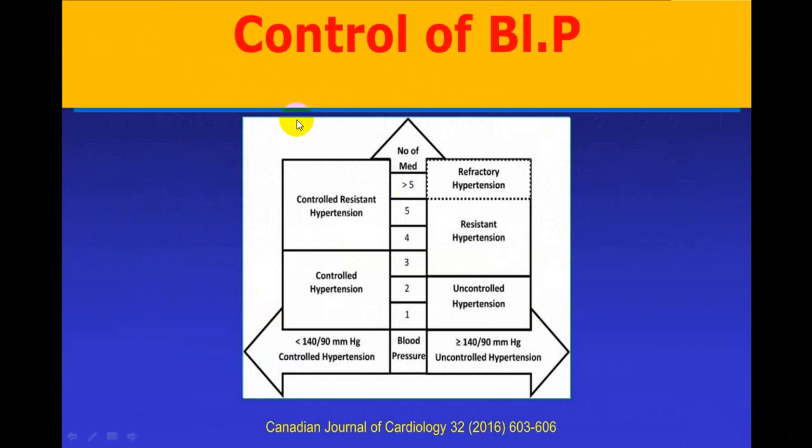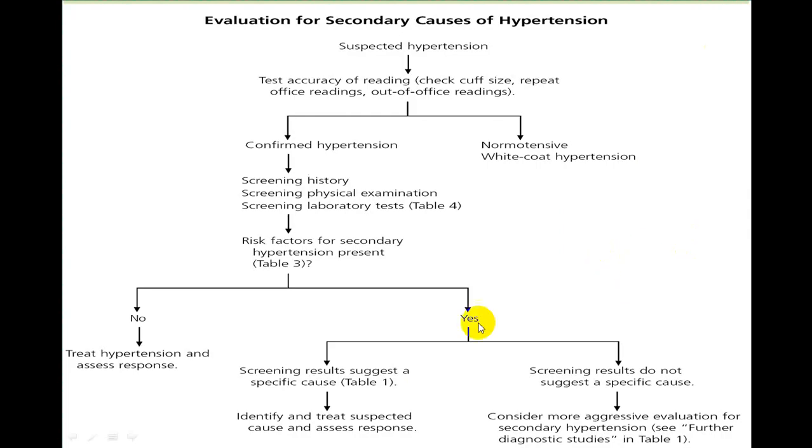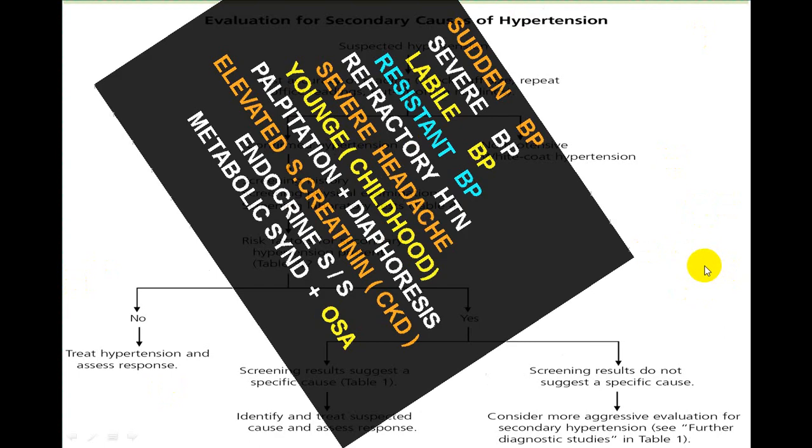Try to identify which group it belongs to, whether it is controlled resistant hypertension, controlled hypertension, whether it is refractory resistant hypertension or uncontrolled hypertension. Try to identify, go on stepping up the dose, go up to the fifth drug, and if blood pressure is controlled less than 140/90, maintain it, and have regular follow-up. This is for secondary hypertension, how you approach it and what they are. You can look at this slide at your leisure time.